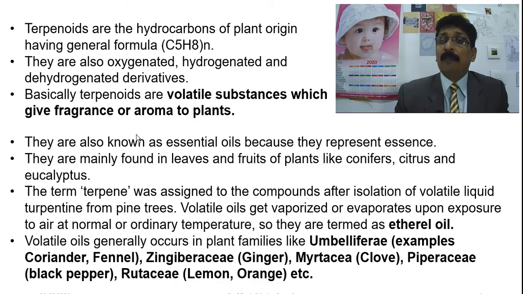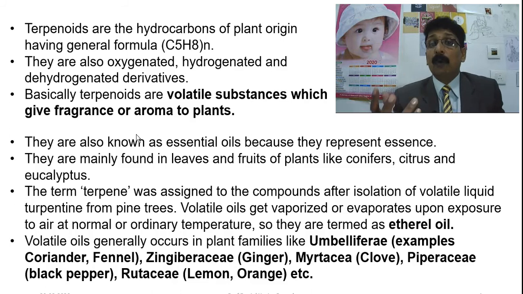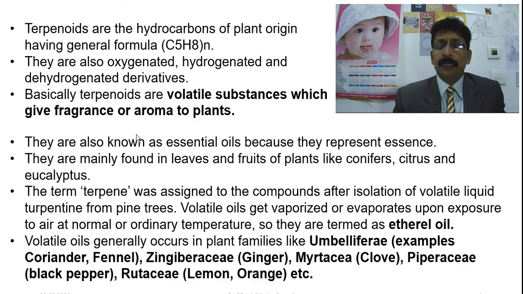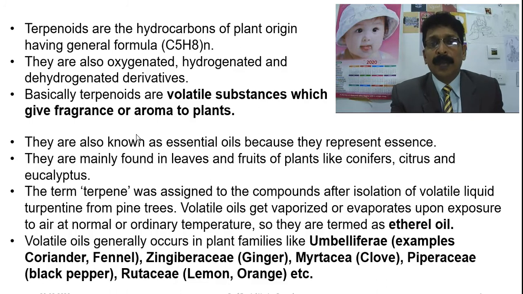And Zingiberaceae family, ginger is also having volatile oil. Myrtaceae family, clove is also having volatile oil. Piperaceae, black pepper is also having volatile oil. Rutaceae family, lemon, orange, they all are having very good flavoring volatile oil, which we are using for various purposes. Even it is used for various ailments. Even it has many uses, apart from the cosmetic effect.